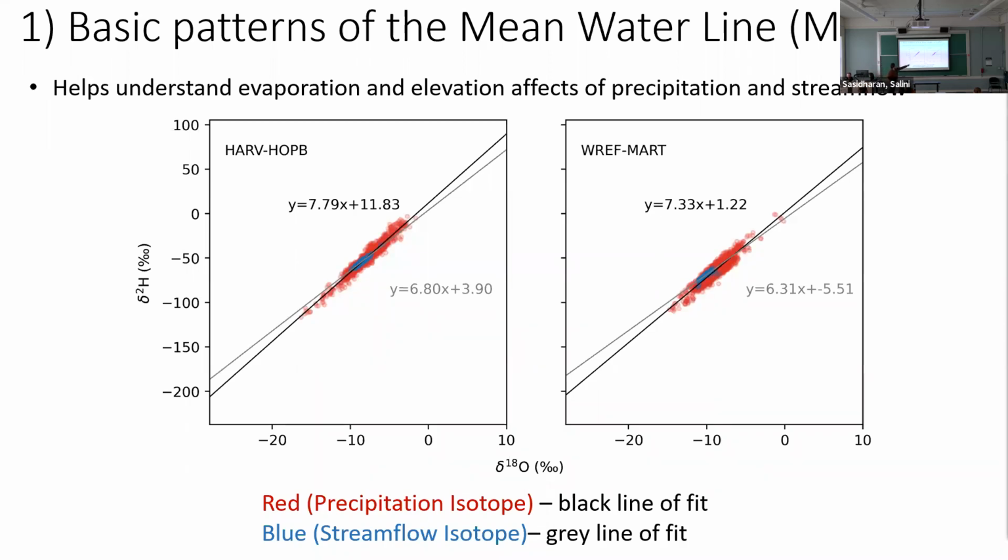Like that one's in the Cascades, so this one's in Massachusetts, so it's not necessarily... there's not a lot of mountains there where the station is. Does that answer your question? Yeah, okay.